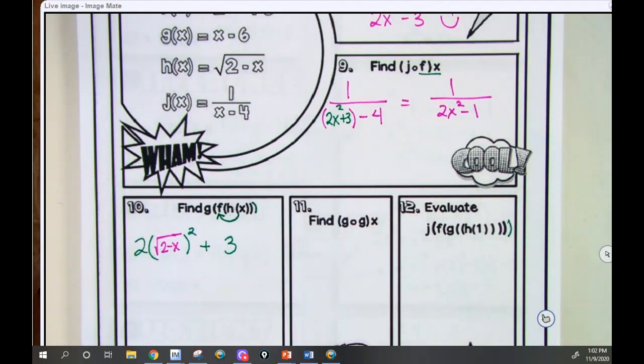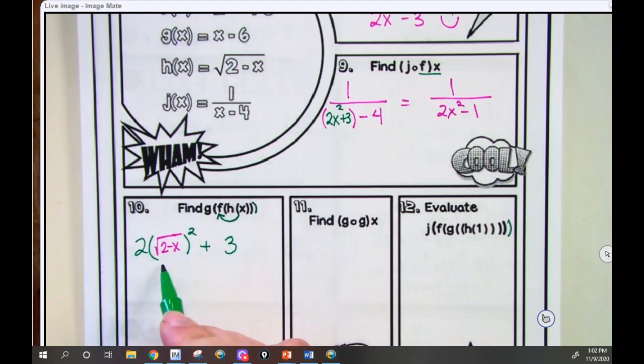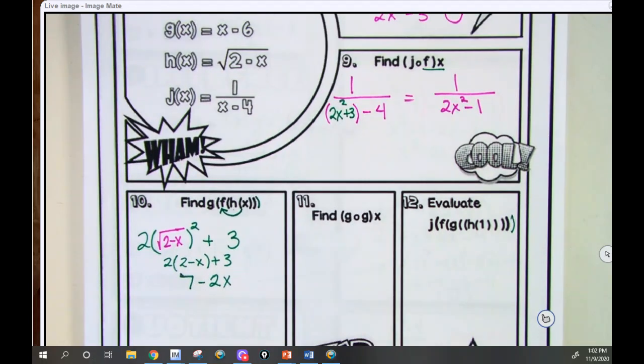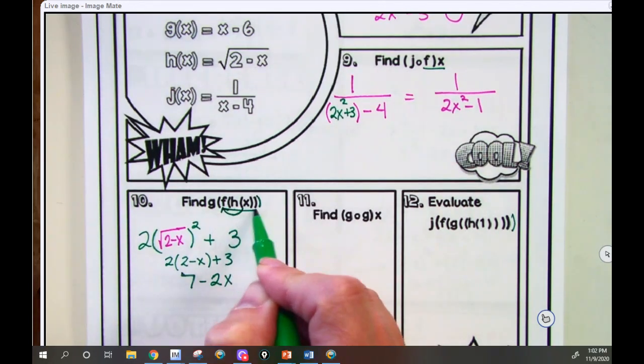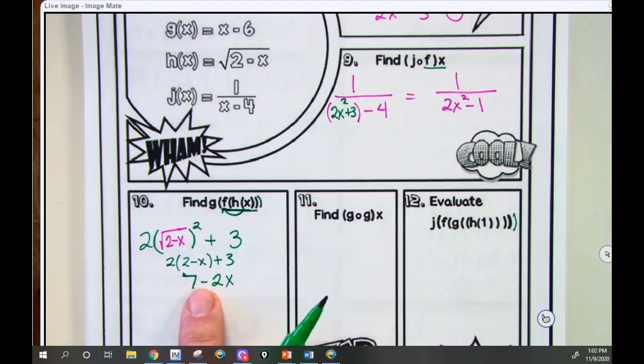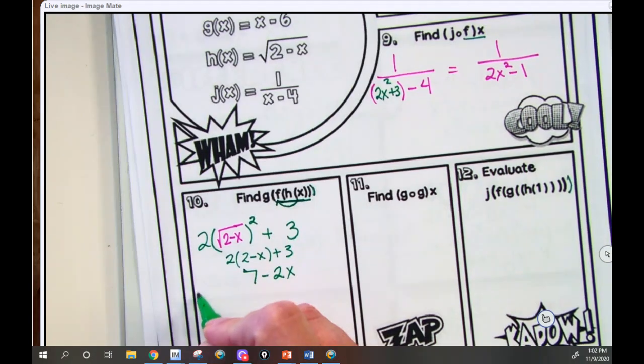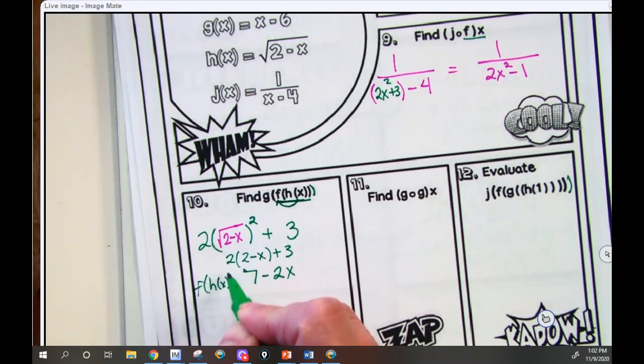All right, go ahead and clean that up. You'll be happier if it's a nice thing before we plug it into the next one. Squaring a square root, what happens? Poof. So 2 minus x plus 3 would be 4... 7 minus 2x, negative 2x plus 7. Okay, so this was this first part, f of h of x. And this is what we got. This is f of h of x.